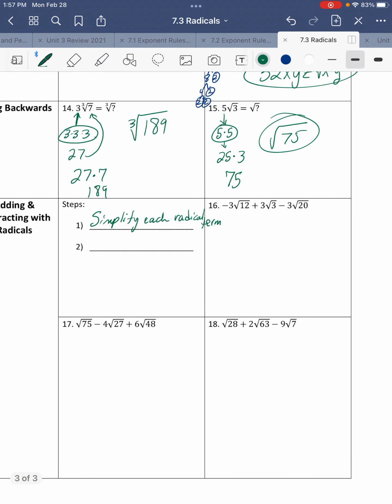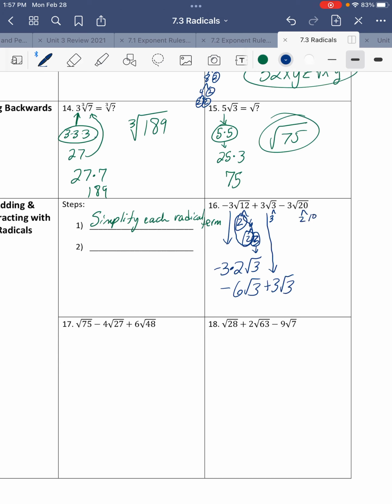So what this means, unlike number 16 here, is we need to break down the 12. So it's 2 times 6, 2 times 3. What's on the outside is a negative 3. It's a square root, so we're going to group the 2's, so times 2. And the square root of 3 is left over. So that becomes negative 6 square root of 3. Next one is just 3. That's not going to do anything. I can't simplify that, so that second term is going to come down, so plus 3 square root of 3.